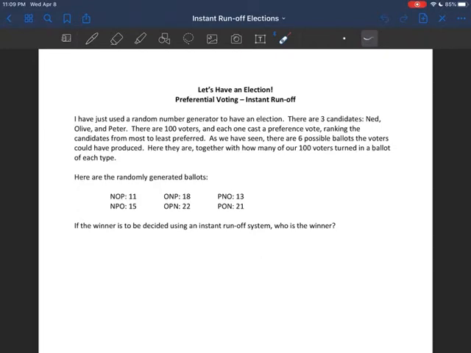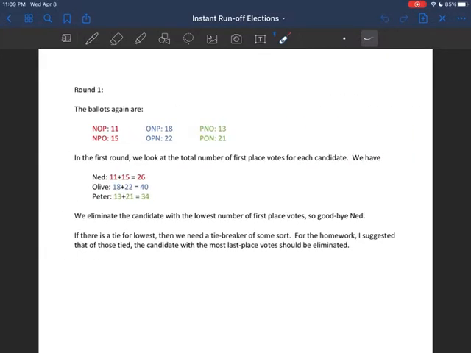So using our combinations and permutations, we can figure out that there are, in fact, 6 possible ballots that the voters could have produced. That's 3 factorial. And so here they are. The possibilities are NOP, NPO, ONP, OPN, PNO, and PON. So for example, OPN would represent the fact that the voter has chosen Olive first, Peter second, and Ned as their third most preferred candidate. And there were 22 people who voted that way. There were 11 people who ranked them Ned over Olive over Peter, and so on.